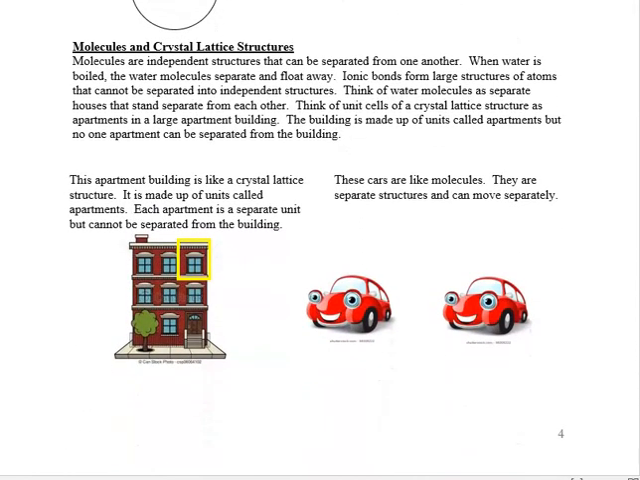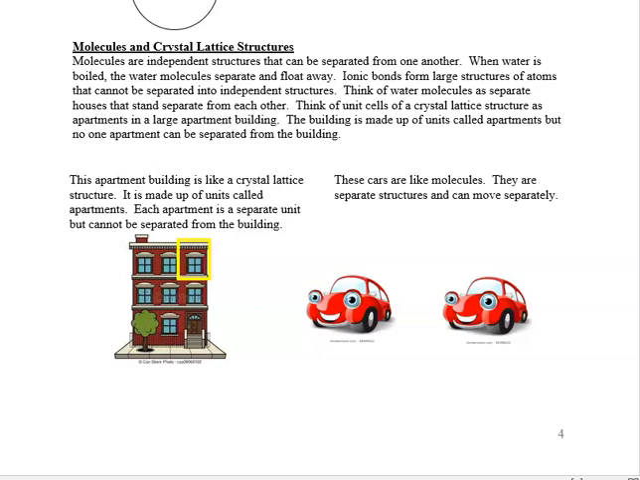So let's look at molecules versus crystal lattice structure for ionic bonds. Molecules are independent structures that can be separated from one another. When water is boiled, the water molecules separate and float away. Ionic bonds form large structures of atoms that cannot be separated into independent structures. They can be ionized, but the NaCl doesn't break up in the water as NaCl in salt. It'll break up into Na ions and chlorine ions. It will no longer be NaCl.